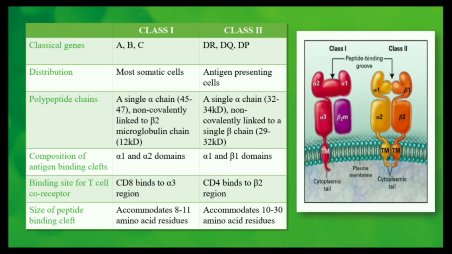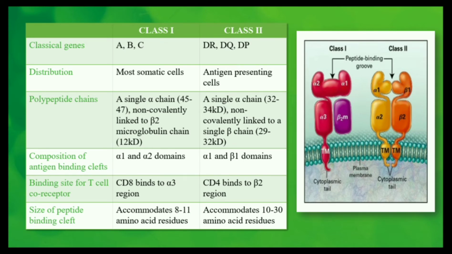Here is the difference between class 1 and class 2 HLA. There are many differences between the two classes, including the structure, tissue distribution, the peptide chain, the composition of the antigen binding cleft, the binding site for the T cell co-receptor, and the size of the peptide binding cleft. Now class 1 includes the classical genes A, B, C as I mentioned in the previous slides, and class 2 includes DR, DQ and DP.